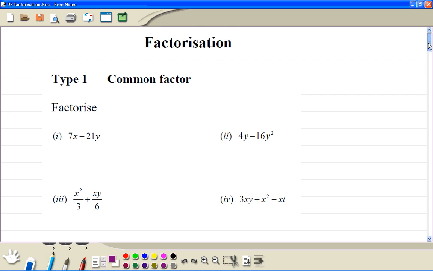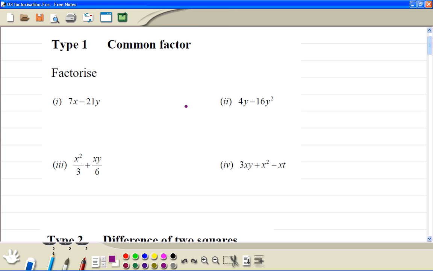Factorization type 1, we're looking for common factors. So here we have 7x minus 7 times 3y. Now we have 7 as a common factor, so we write 7, then insert a bracket, x minus 3y.